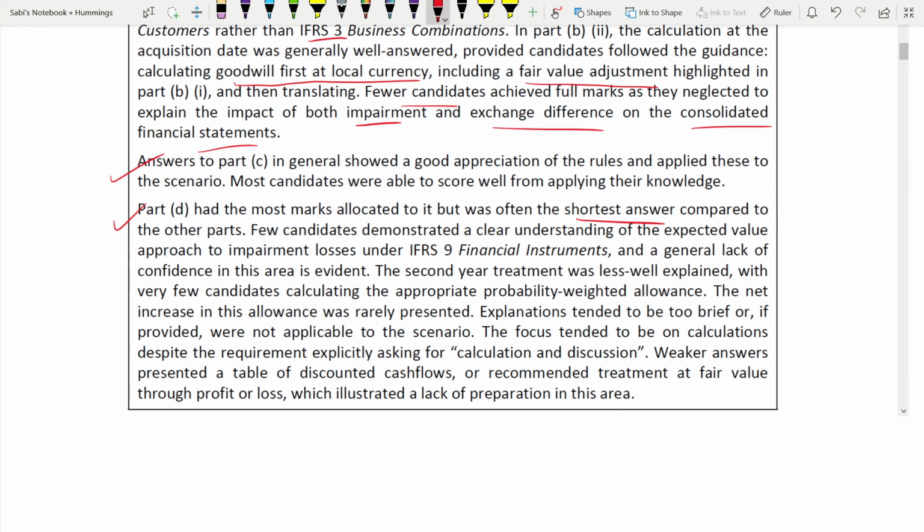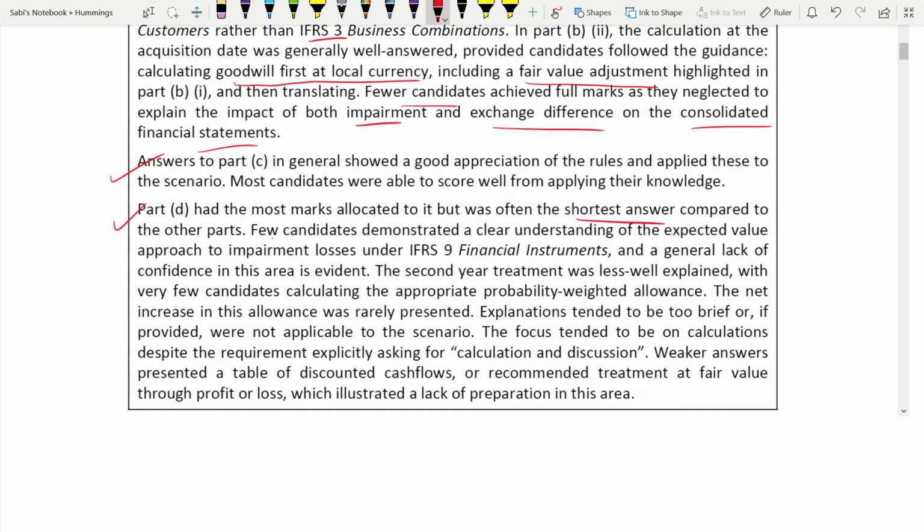Especially this comes for standards like IFRS 9 and IFRS 2. These are pretty tough standards. Not tough, but complex and lengthy standards. If you don't have specific guidance on how to tackle questions on IFRS 9, you will face a lot of trouble.